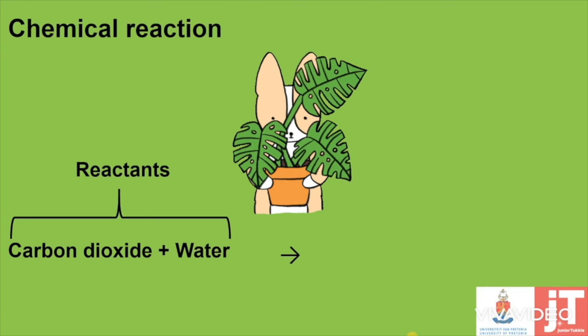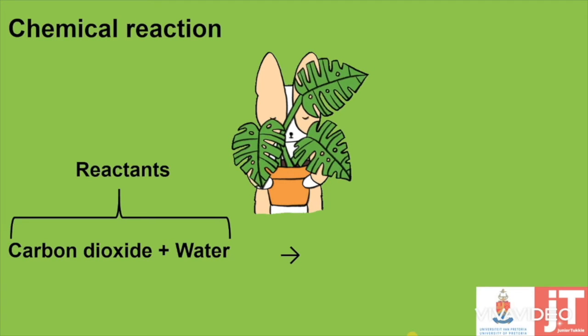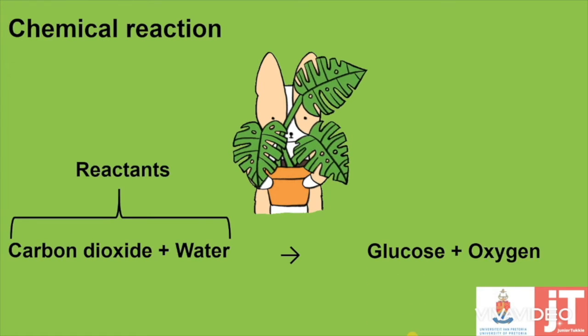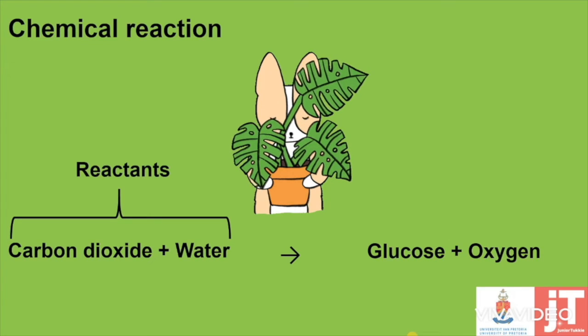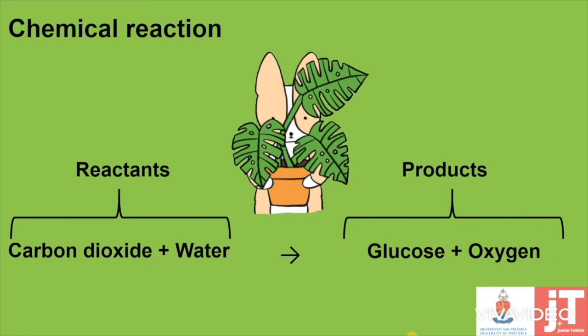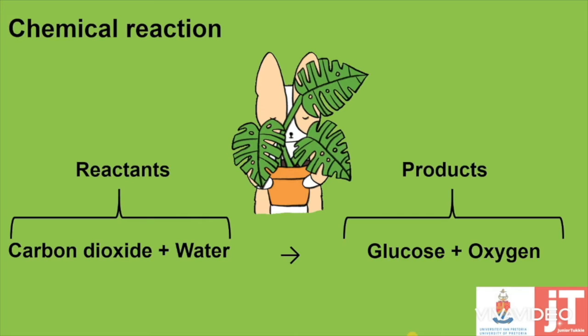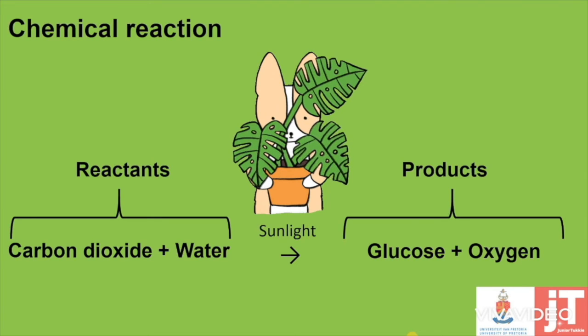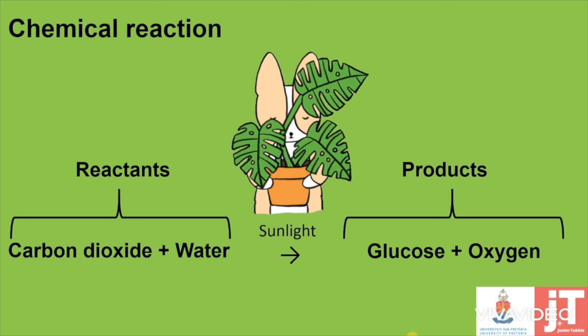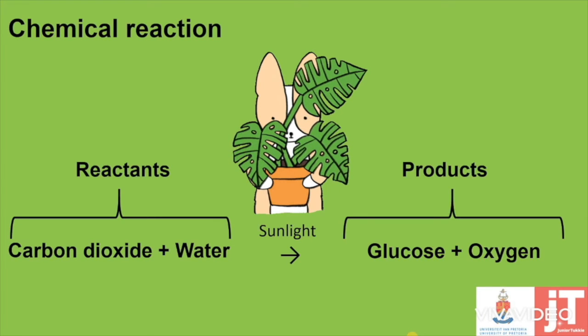Then secondly, we have the arrow, which shows that a chemical reaction is going to take place. It will always point towards the products. On the right hand side of the arrow, you will find the products, glucose and oxygen. These are the products which are produced during this chemical reaction. And then lastly, we will add sunlight to the equation. You will see that we add it at the top of the arrow because it doesn't take part in the chemical reaction, but it's needed for the chemical reaction to take place.